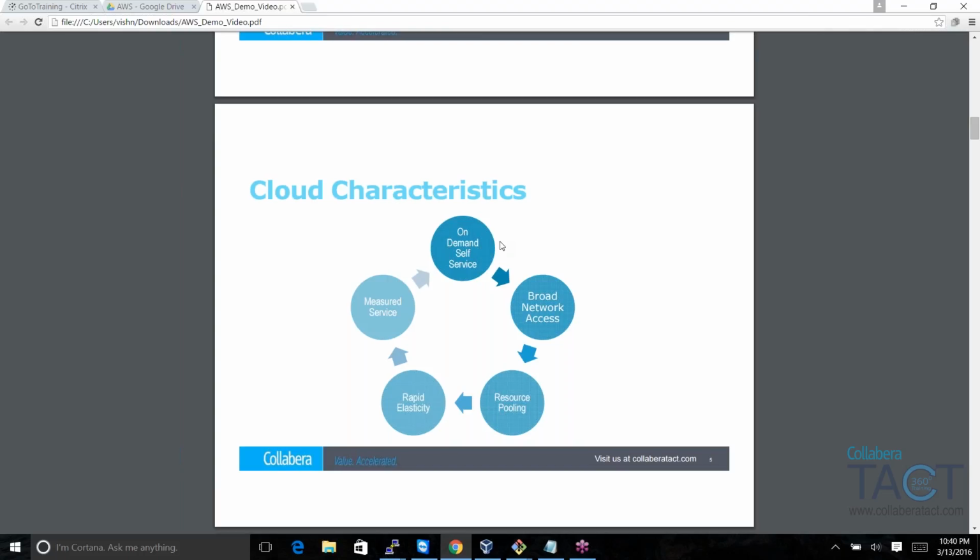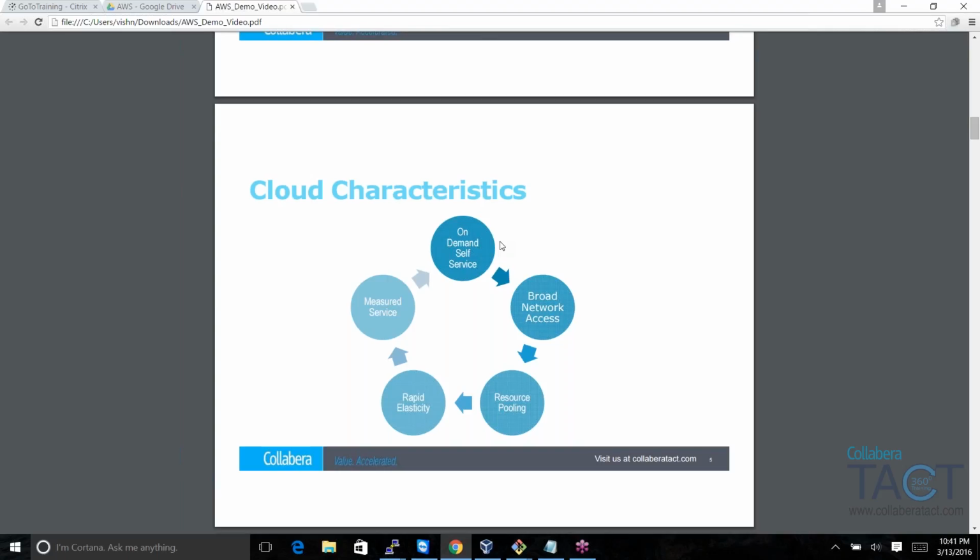Okay, the next characteristic is broad network access, because most of these cloud service providers are going to be in a different geographical region, right? Probably in the same city, but in a different geographical region. So all of these services will be accessed over a network. If the connecting pipe or the network link is slow, all of the other services will look as if they are running slow.